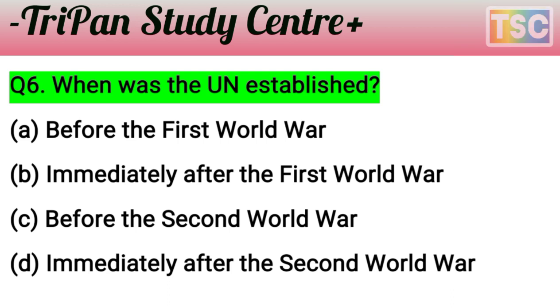The next, sixth question arrives here. That's important. The question here: when was the UN established? The options: A, before the First World War; B, immediately after the First World War; C, before the Second World War; and D, immediately after the Second World War. The UN was not established at the First World War. It means A and B are eliminated here. The options are only C and D.